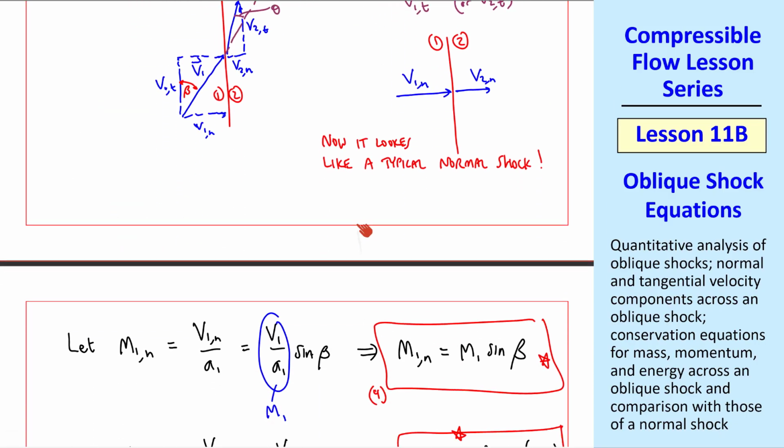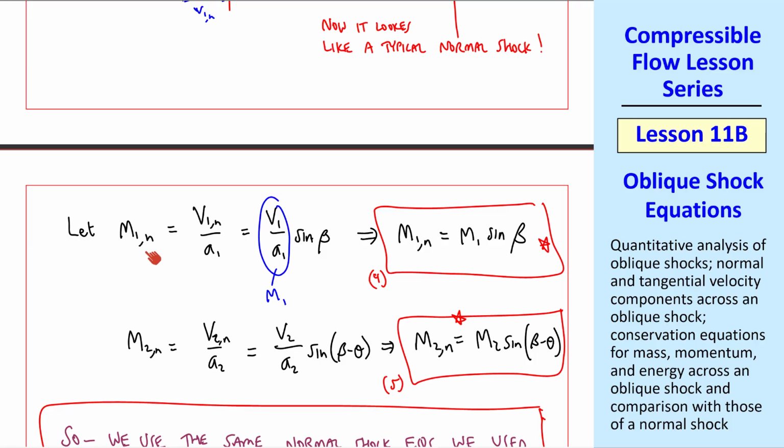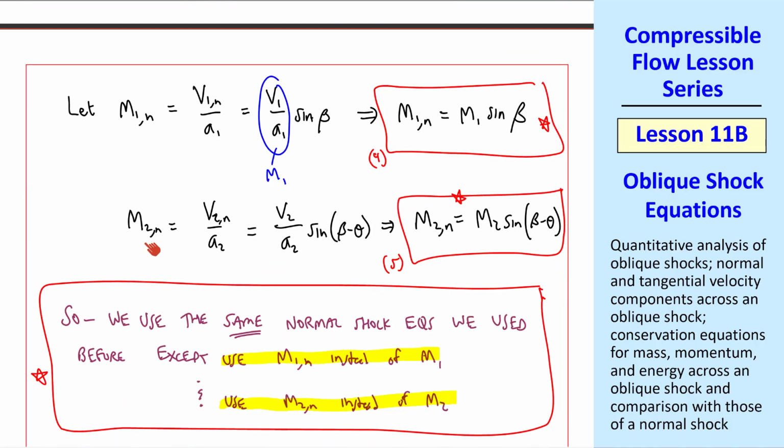Let's write some equations for M1n and M2n. M1n, the normal component of Mach number, is v1n over a1, which is v1 sine beta over a1, but this is M1. So M1n is M1 sine beta. I'll call that equation 4. M2n is similar, v2n over a2, or v2 sine of beta minus theta over a2. So M2n is M2 sine of beta minus theta.